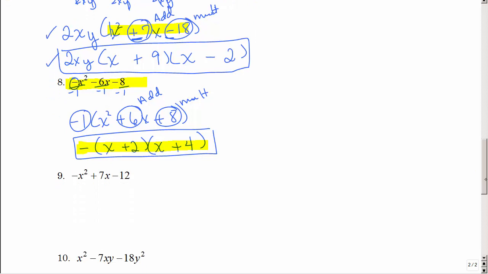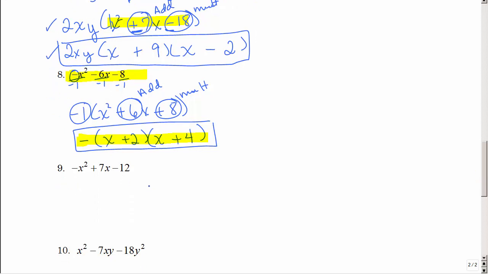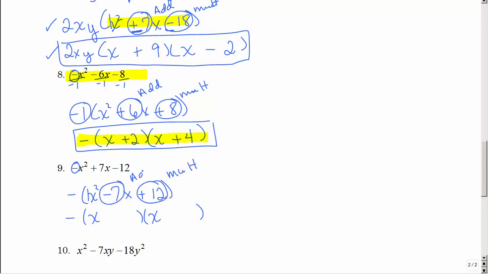I'm going to do the same thing on number 9. There's not really any other common factors except for that negative 1. So I'm going to factor out a negative 1 first, and that changes all the signs. If you divide everything by negative 1, it changes all the signs. Then I see a trinomial with the leading coefficient of positive 1. Is there something that multiplies to get positive 12 but adds to get a negative 7?